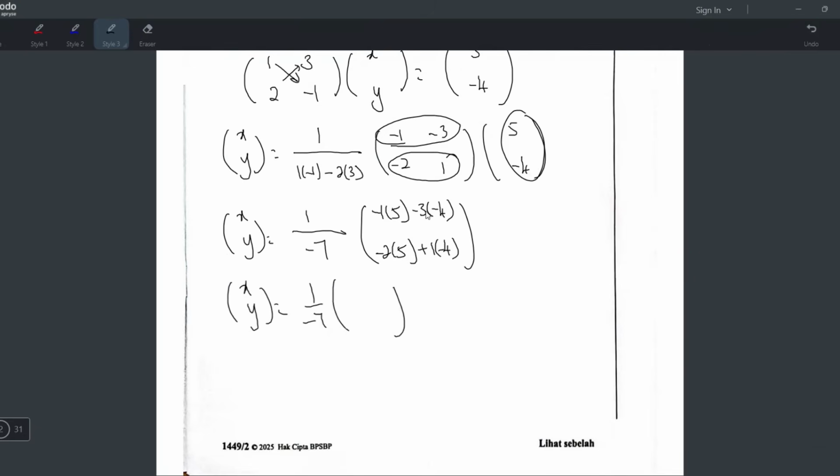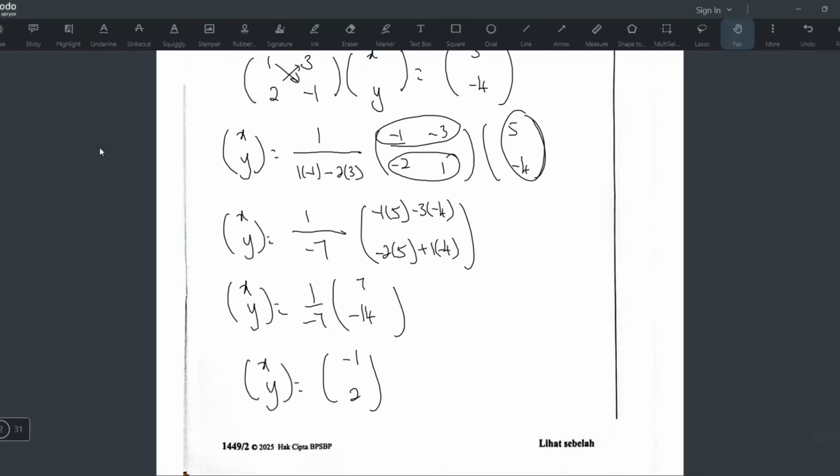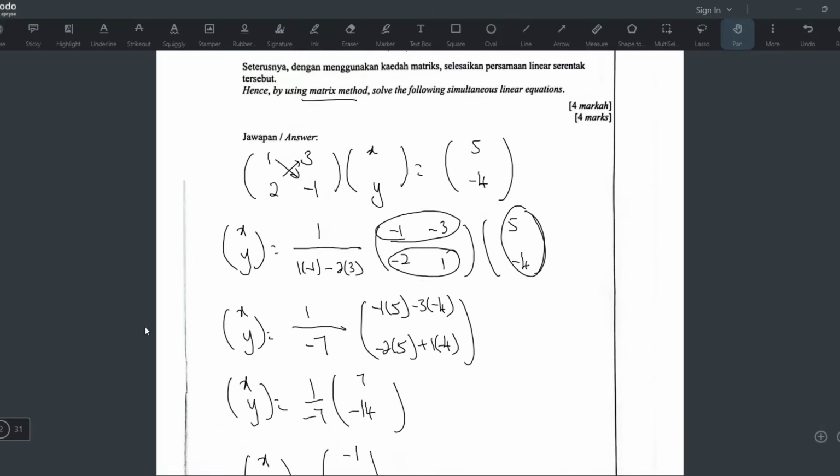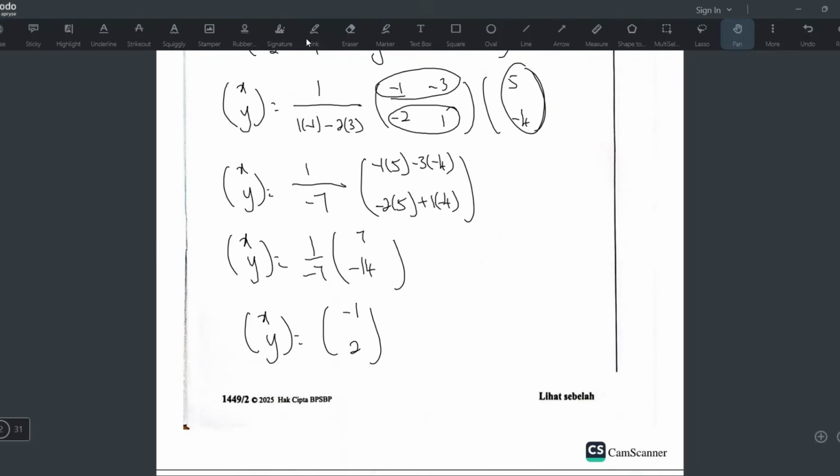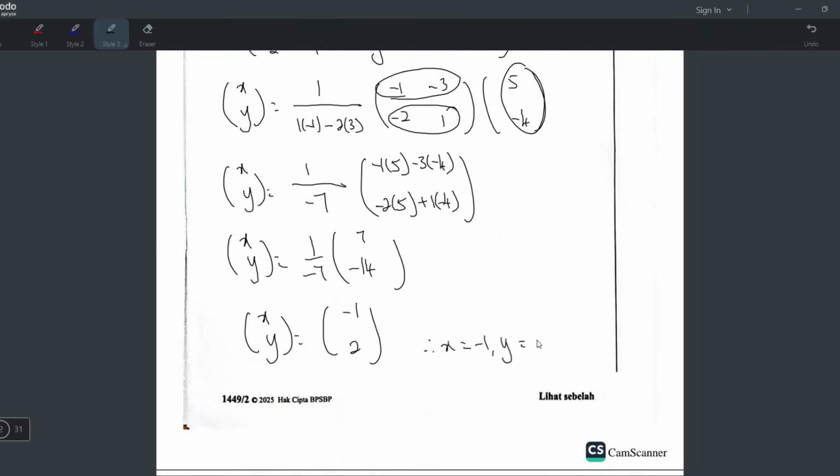Okay, -5 plus 12, 7. -10 minus 4, -14. And then both numbers have to divide by -7, so you end up with -1 and +2, right? Okay, but don't stop here. The soalan asks you to solve. So if you stop here, it's not good. You should write one more line. X equals -1, Y equals 2, like that.